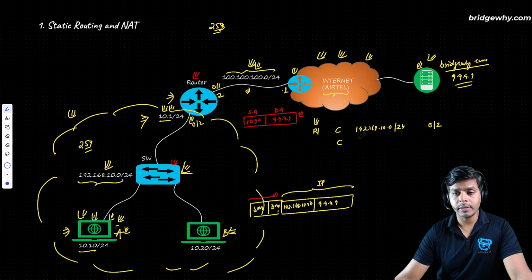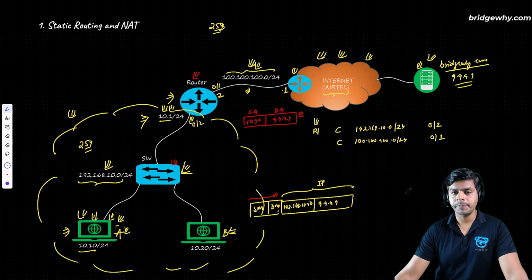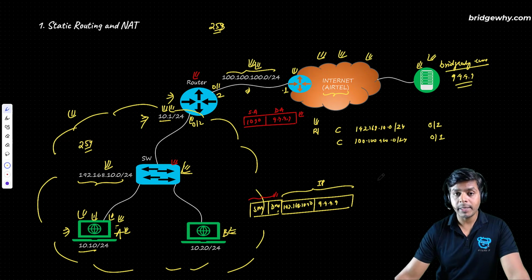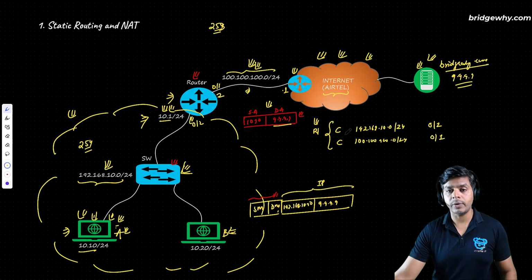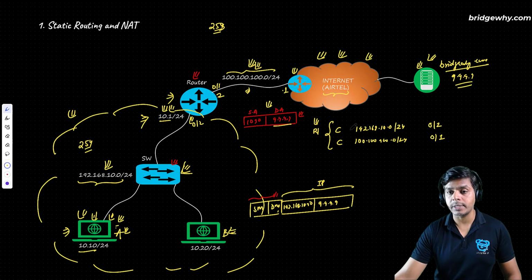So the router will be having another connected route where it will be saying if you want to reach 100.100.100.0/24, you can reach it via the 0/1 interface. As simple as that, right? Simple. Now, on what basis will the router be forwarding this packet? The router will be forwarding this packet on the basis of destination, right? And destination is 9.9.9.9. The router will be checking whether it has a route to reach 9.9.9.9, but it doesn't because it has only these two routes, right?